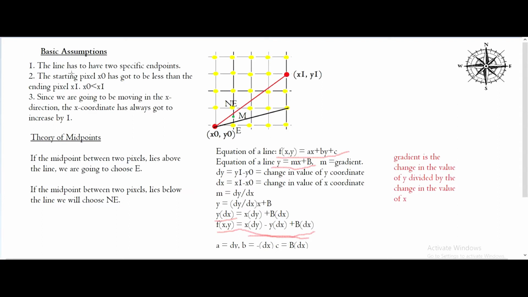Next, we have to make sure that our starting coordinate x0 is less than the ending coordinate x1. So x0, as you can see here, is less than x1. So our second assumption is met.